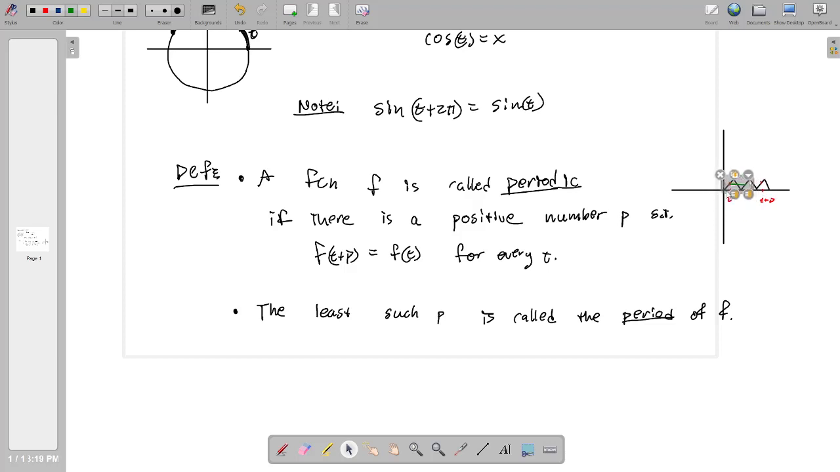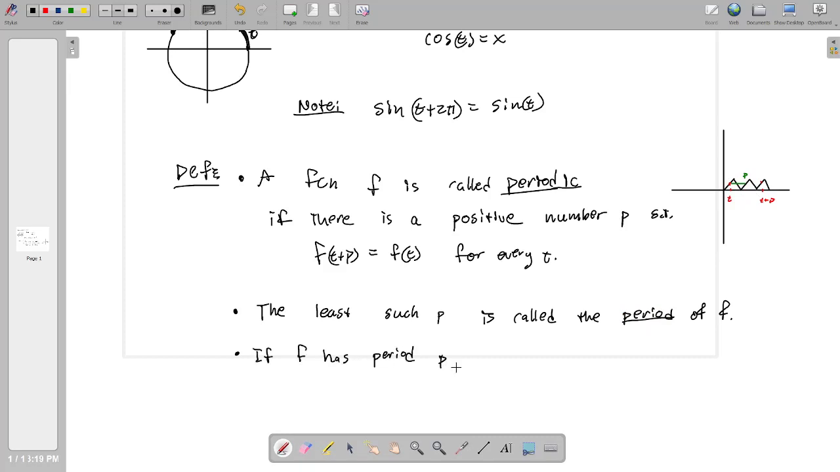So this would actually be the period of this function, that small distance from here to here. That would be the period. Not the other one. The other one was twice as long. It would still mean that the function is periodic if we use the other one. But the period, the smallest p for which the graph repeats, is called the period.